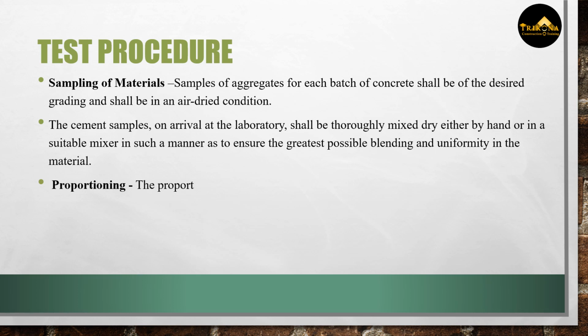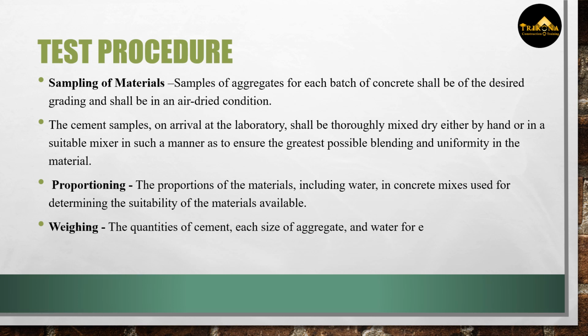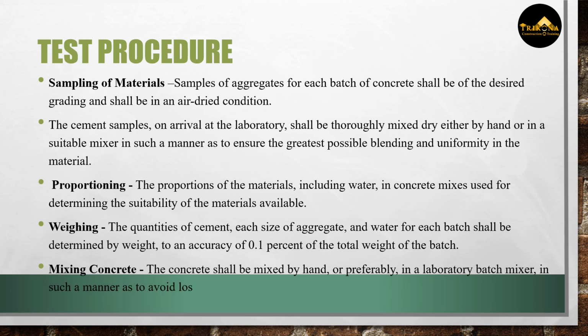Proportioning. The proportions of the materials, including water, in concrete mixes used for determining the suitability of the materials available. Weighing. The quantities of cement, each size of aggregate, and water for each batch shall be determined by weight, to an accuracy of 0.1% of the total weight of the batch. Mixing concrete. The concrete shall be mixed by hand, or preferably in a laboratory batch mixer, in such a manner as to avoid loss of water or other materials.